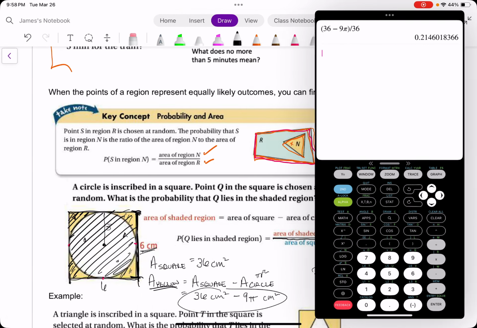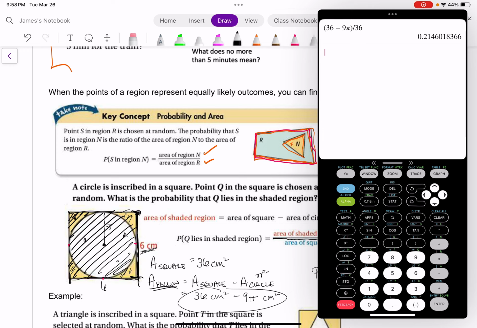What is the area of the white? Well, the area of the white was 9 pi. So take 9 pi. So that's my favorable outcomes. So I want to land in the white, divided by the entire square. So 36. And I get that number right there. Okay. Now here's my question. Is there a different way we could have done that?